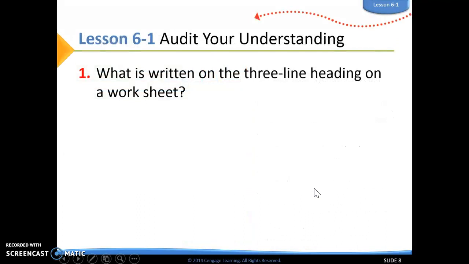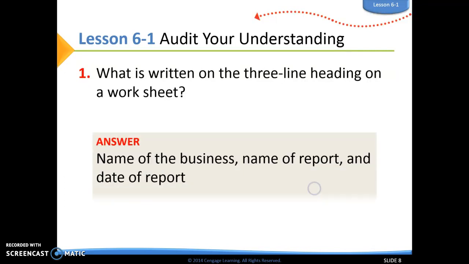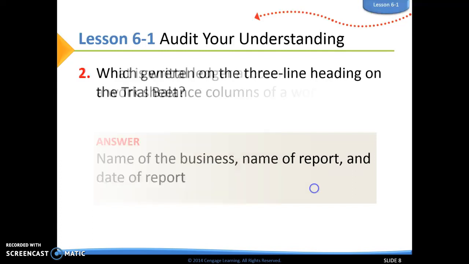All right, number 1. I do want you guys to answer these as I'm going through. So I'll pause and give you a second to find the answer. Number 1, what is written on the 3-line heading on a worksheet? That would be, remember, who, what, and when. The name of the business, the name of the report, and then the date of the report.